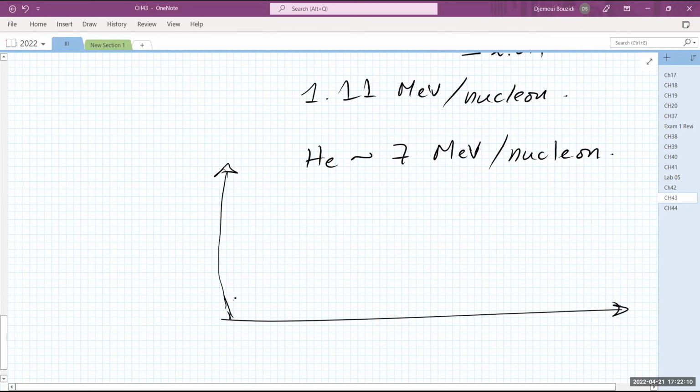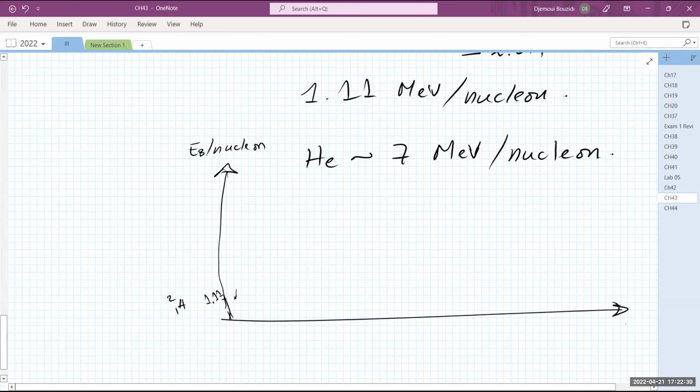Of course we started with deuterium because hydrogen only has 1 proton, so it doesn't make sense to talk about binding energy for 1 proton. But because everything is comparative, this is the first isotope of hydrogen, and it has 1.11. So it's here. This is the binding energy per nucleon, EB per nucleon.